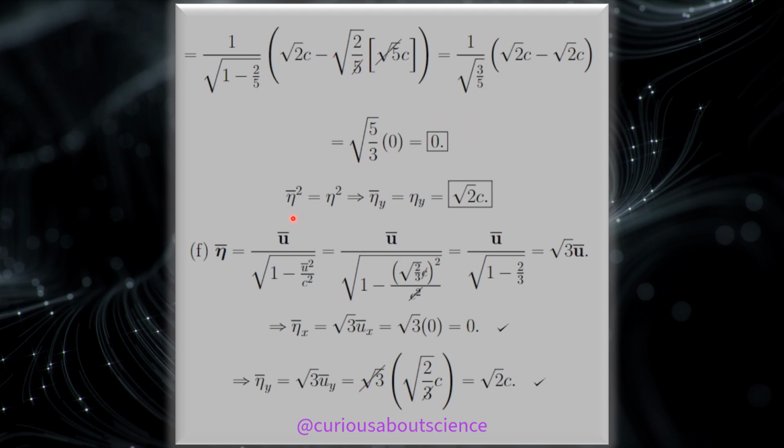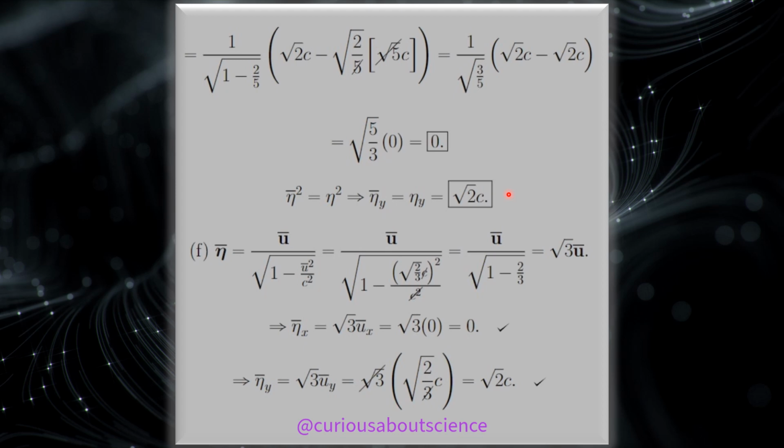Makes sense? The other two components, of course, are going to stay the same, because the velocity is moving in the x direction, from S bar relative to S, so they stay the same. So we still have our root 2c there. Pretty cool. But what this shows is that we're trying to verify that eta bar is equal to u bar over the square root, so let's plug everything in and see that it holds true.